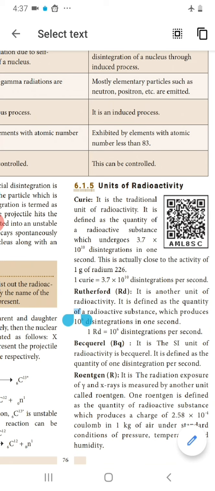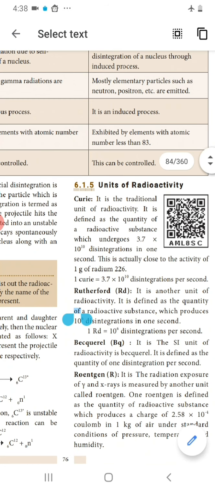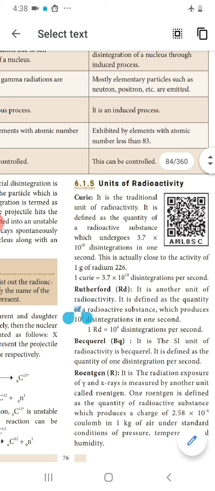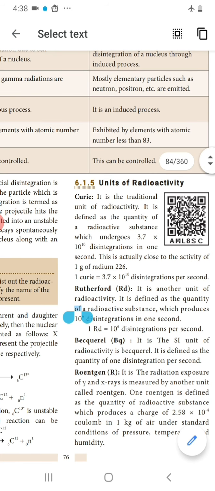Next, Röntgen. The radiation exposure of gamma and X-rays is measured by another unit called Röntgen. X-rays are measured in the unit Röntgen. 1 Röntgen is defined as the quantity of radioactive substance which produces a charge of 2.58 into 10 to the power of minus 4 coulomb in 1 kg of air under standard conditions of pressure, temperature and humidity.